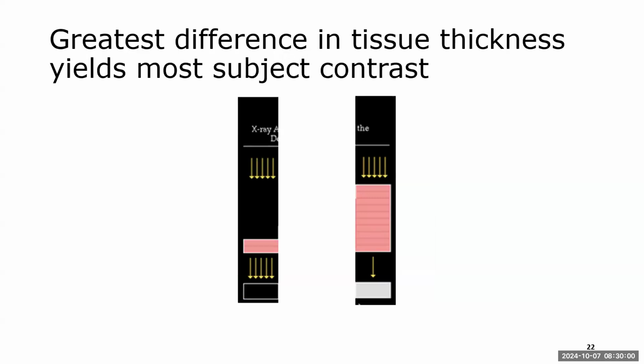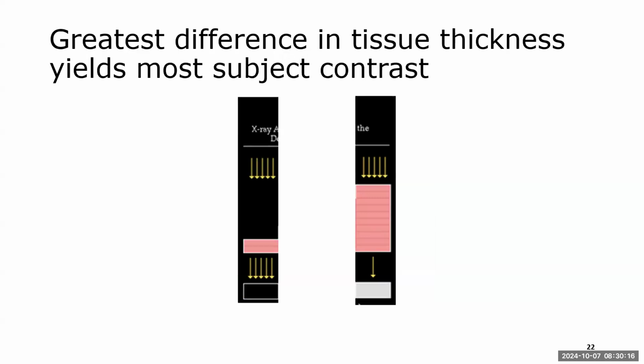The greatest difference in tissue thickness yields the most subject contrast. So the thinnest to the thickest, if you compare those two areas, thinnest and thickest, that's going to give you the highest subject contrast. Does that make sense?